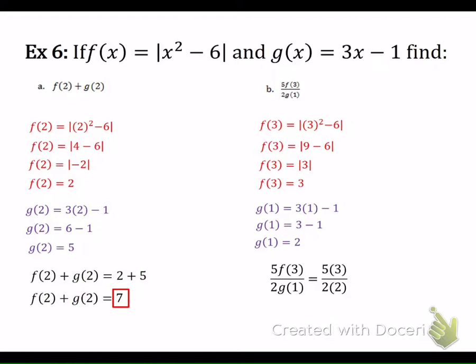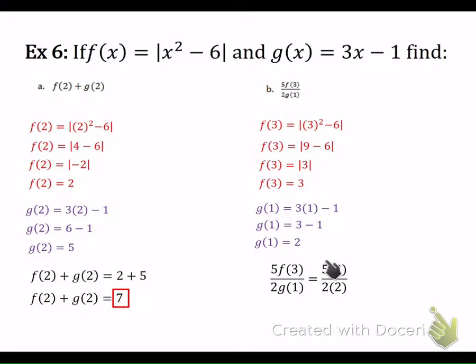All right. Now I'm going to plug those values in. 3 right here for f of 3, and 2 right here for g of 1. Okay? So you can see 5 times f of 3. Well, I know that f of 3 is 3, so 5 times 3. And 2 times g of 1. Well, g of 1 is 2. So 2 times 2 is down here.